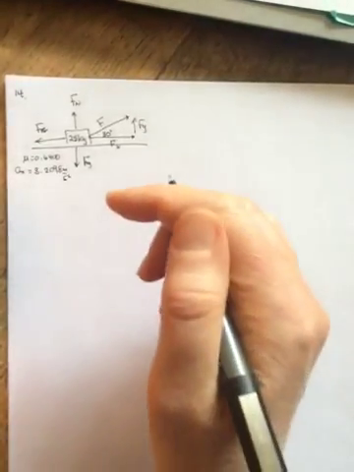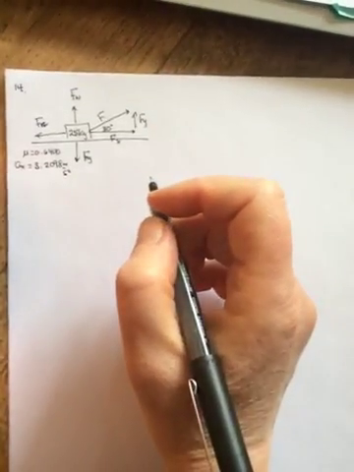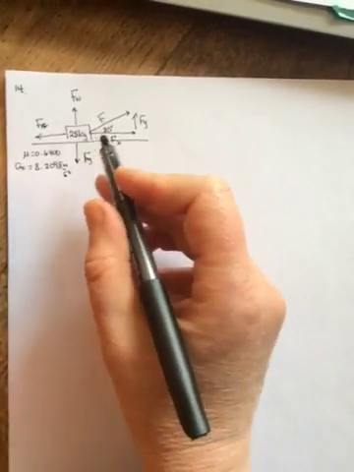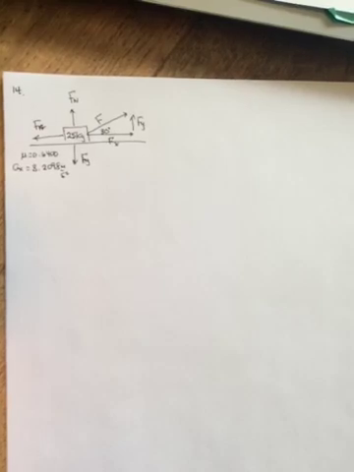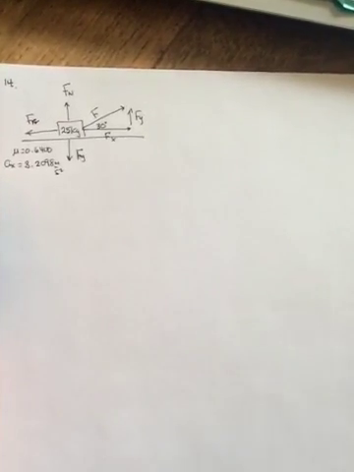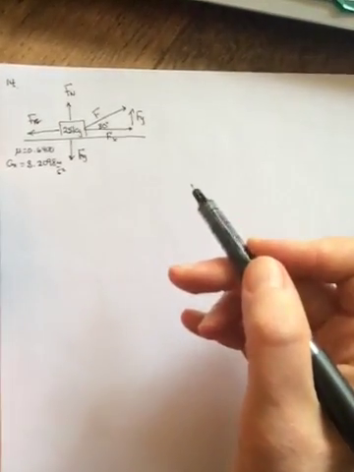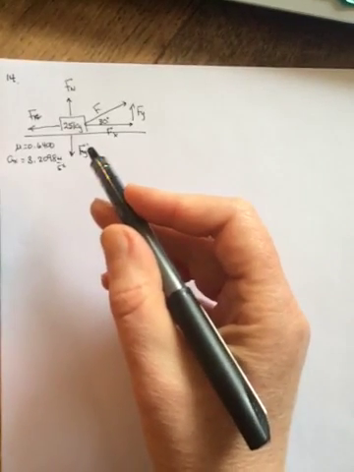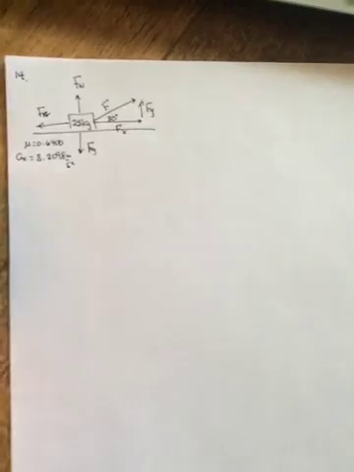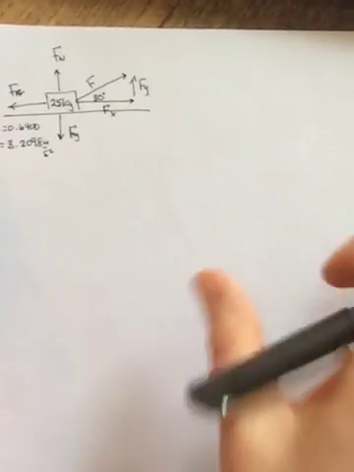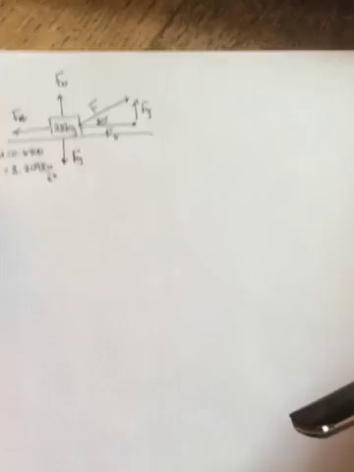Okay, so number 14 says a person pulls a 25 kilogram box across a level floor, pulling on a rope upward at an angle of 30 degrees. If the coefficient of friction is 0.64, the box accelerates at a rate of 3.2098, and it wants to know what is the force.